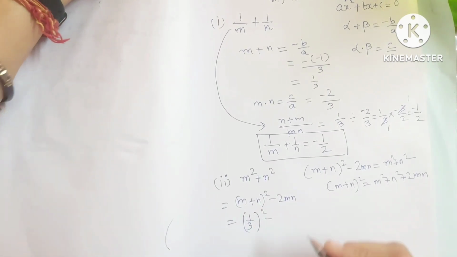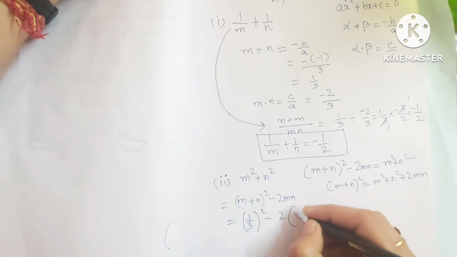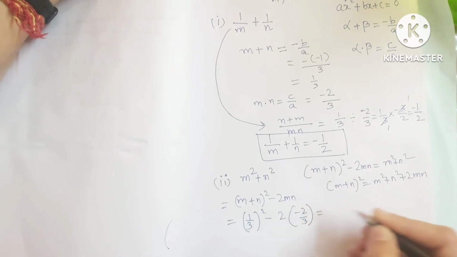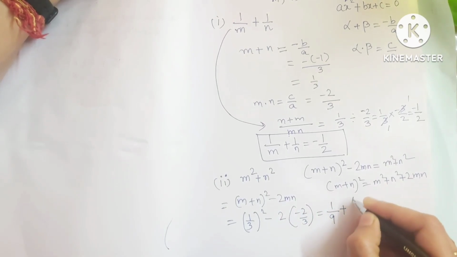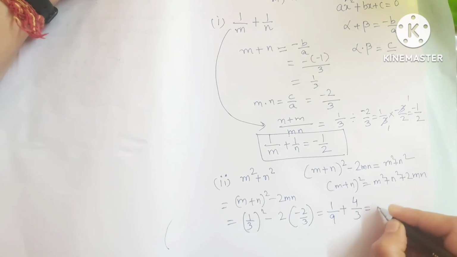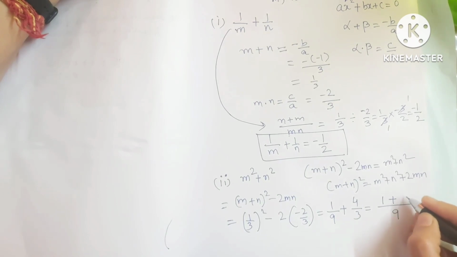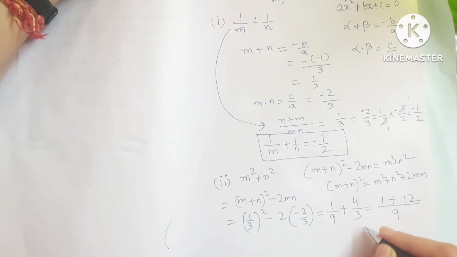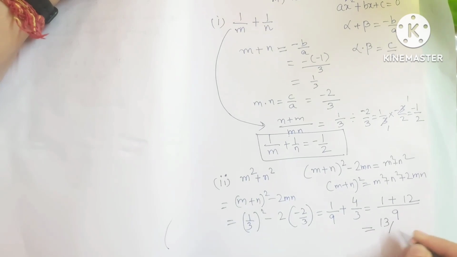2 into -2 by 3. mn value is -2 by 3. So it's 1 by 9 plus 4 by 3. LCM is 9. Here comes 1 and here it will be 3 3s are 9, 3 4s are 12, right? So it will be 13 by 9.